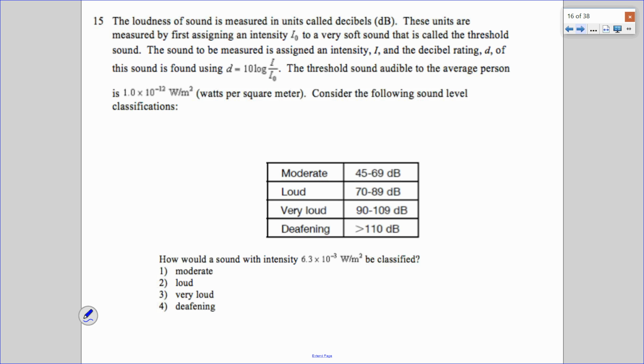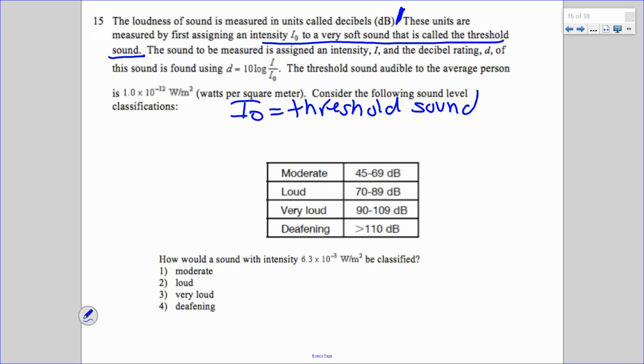The loudness of a sound is measured by units called decibels. Anything mathematical there? No. Do students know what decibels are? Most of them, probably not. These units are measured by first assigning an intensity, I0, to a very soft sound that is called the threshold sound. So, I0 is called the threshold sound. Have students seen this before? Well, I was a music minor for a couple semesters, and I don't know the threshold sound.